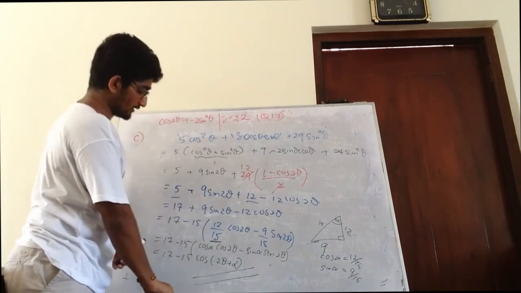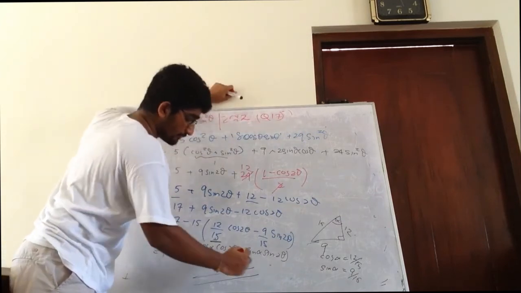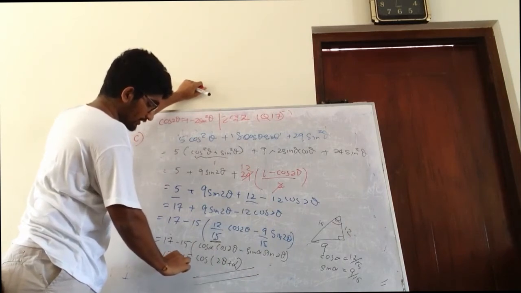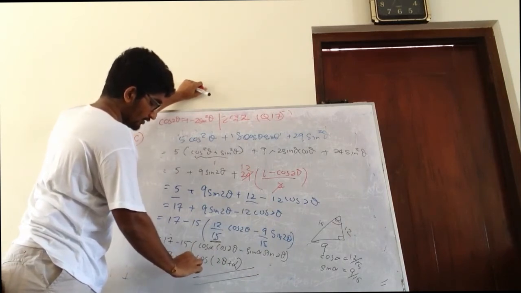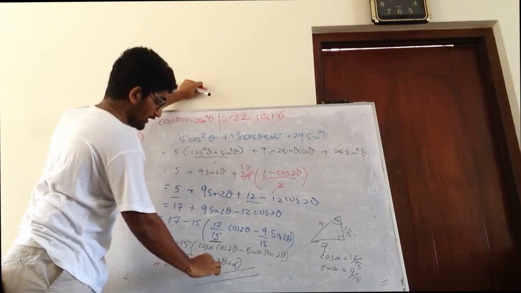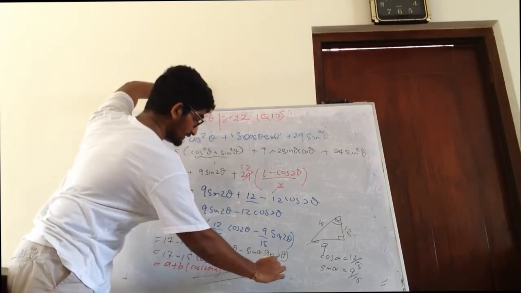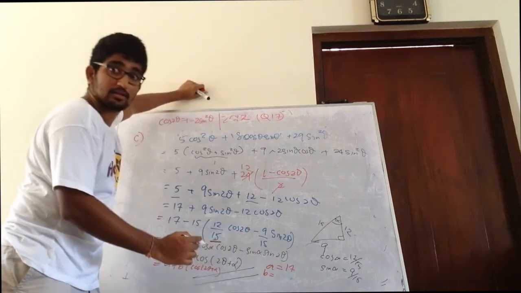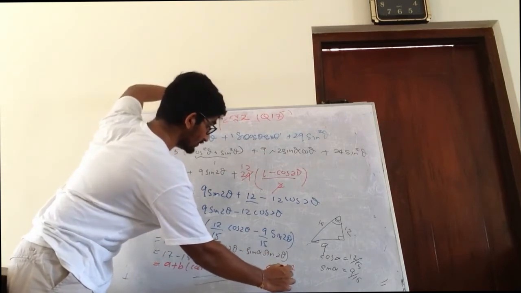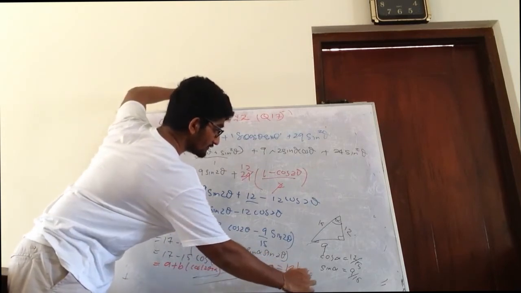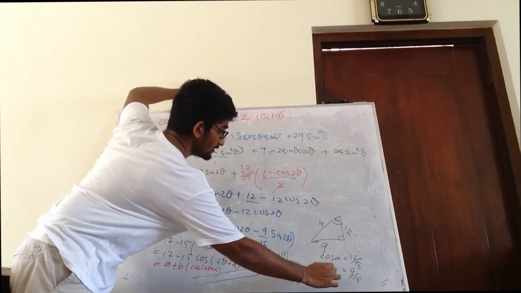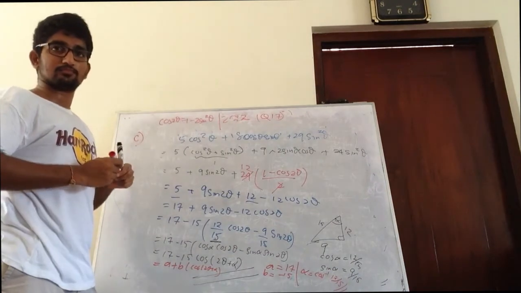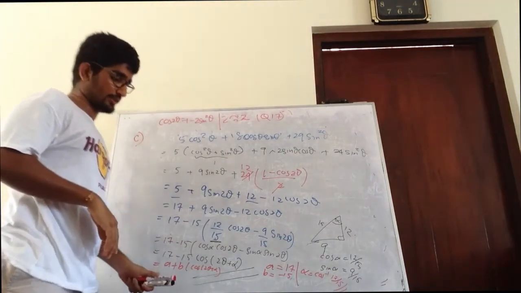So now what are they asking? If I compare this with a plus b cos 2 theta plus alpha, a is 17, b is minus 15, and alpha is cos inverse 12 over 15. Right now? So yeah.